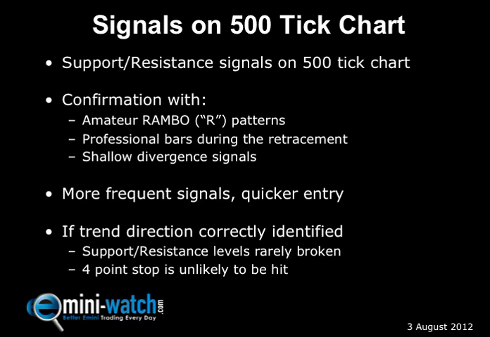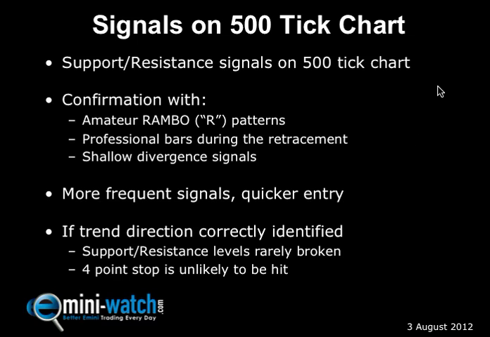Now, a couple of other suggestions to make. First of all, you could look for confirmation, particularly if you see amateur bars and Rambo patterns. Those would be confirmation, if we're in an uptrend, let's say, of a support level being printed. If you see professional bars also active into the retracement, buying into the dip in an uptrend, go with those for confirmation. And if you also see shallow divergence signals on better momentum, all of those things together will give you greater confirmation. But the simplest thing is just to go with the flow and take the next support or resistance level that's printed.